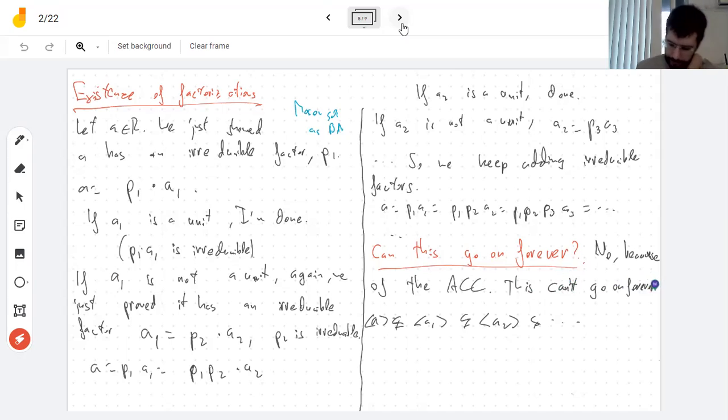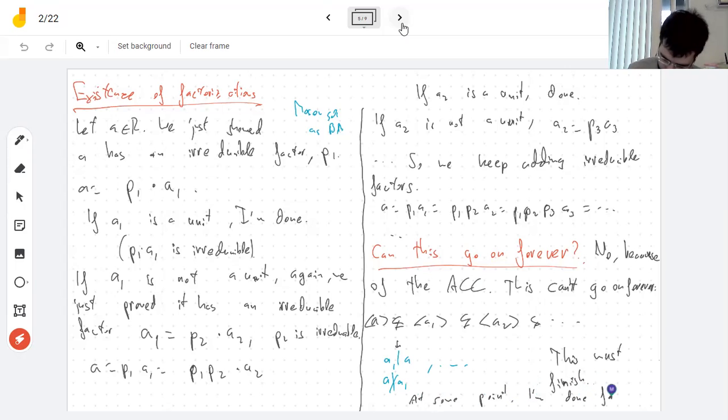So you take the sequence, which is essentially saying that A1 divides A and A doesn't divide A1. And this must finish. And if it finishes, that means that at some point I'm done factoring. And if I'm done factoring, that means I wrote A as a product of irreducibles, and that's all I wanted.